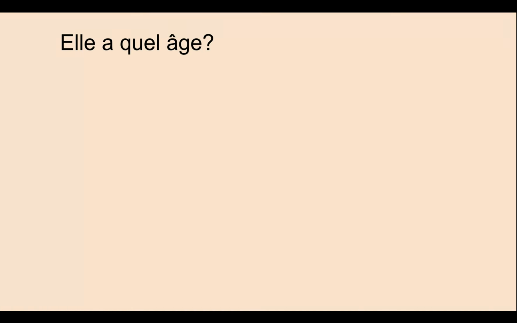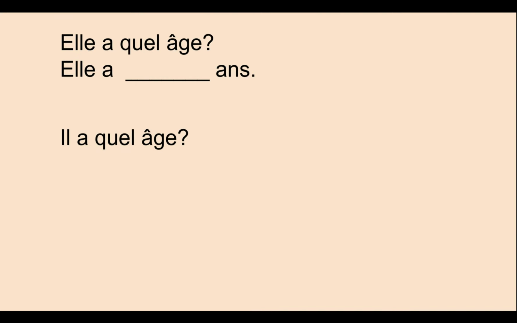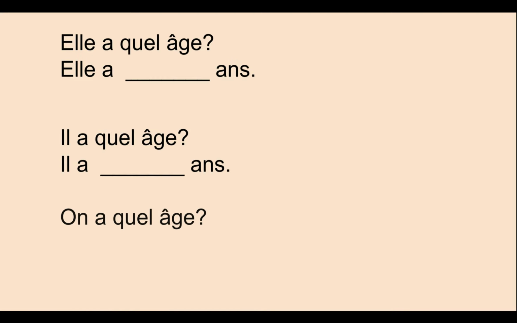So we can talk about other people as well. Elle a quel âge? Elle a 16 ans, or however old she is. How old is she? We have il a quel âge? And il a, and then however old he is. And on a quel âge? On a, and however old they are.